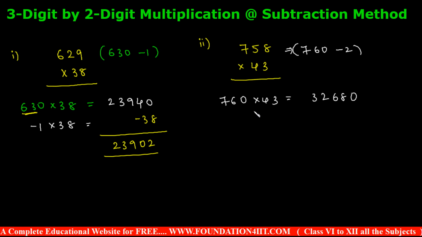Now next, minus 2 into 43 is minus 86. So by subtracting this, 32,680 minus 86 is 32,594. Okay, these techniques we can follow.